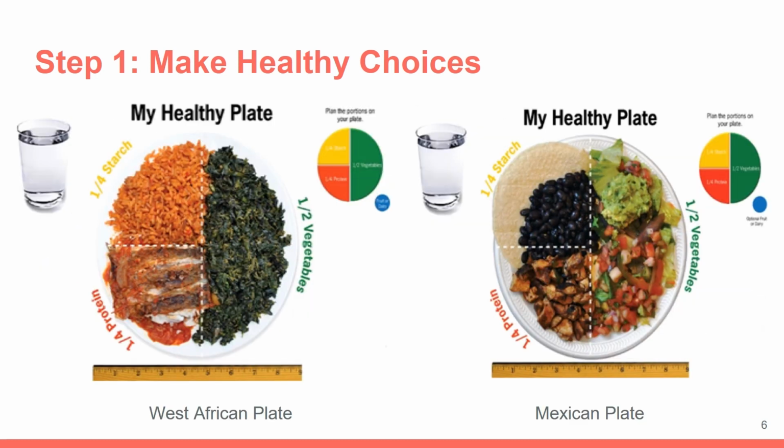On this slide, you can see that the plate model can be adapted to different cultural diets, such as West African and Mexican. It is important that you compose your own plate with foods that fit your heritage and personal preferences, while still following the general breakdown of the plate model. In the West African plate, there is a combo of greens, fish, and red rice. And in the Mexican plate, there is guacamole, tortilla, tomato salad, beans, and chicken. So you can be creative with your plate.